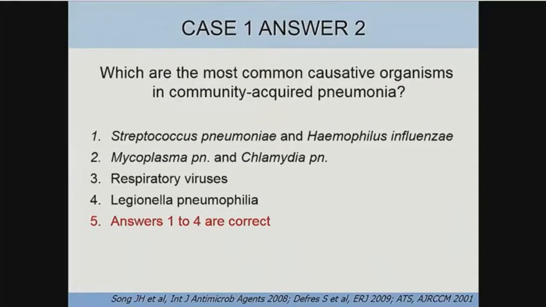atypical bacteria, respiratory virus, and Legionella, and they make up basically the top 5 of all organisms causing community-acquired pneumonia. But one part of that is correct in that Streptococcus itself is the most common organism causing community-acquired pneumonia.